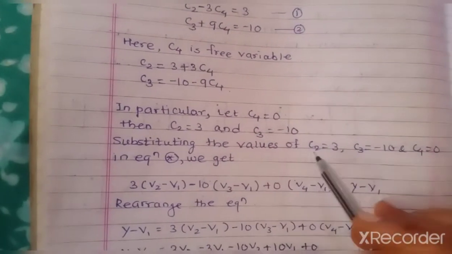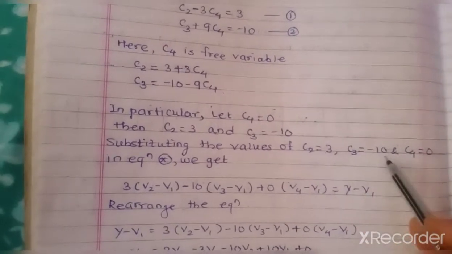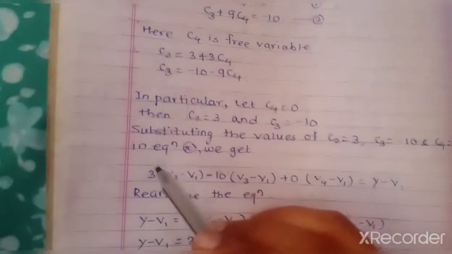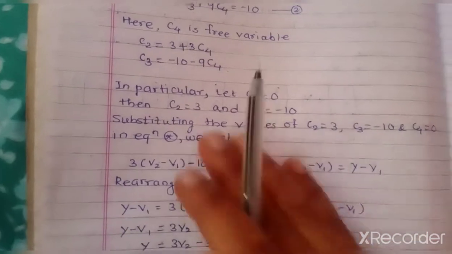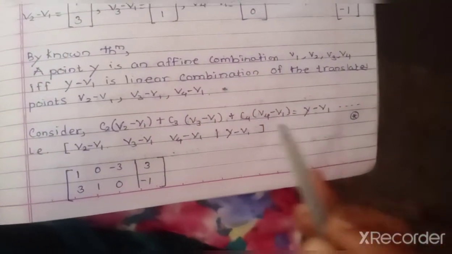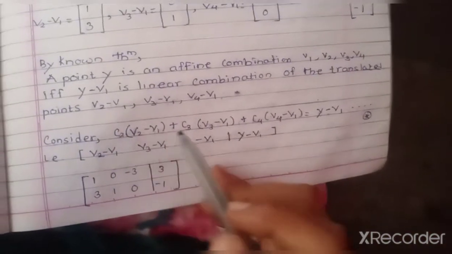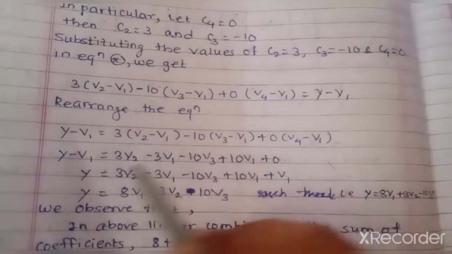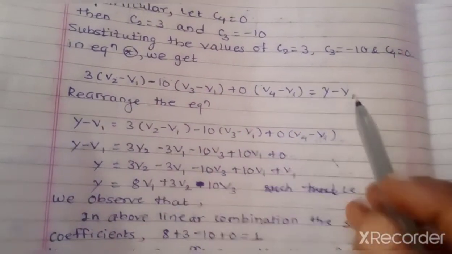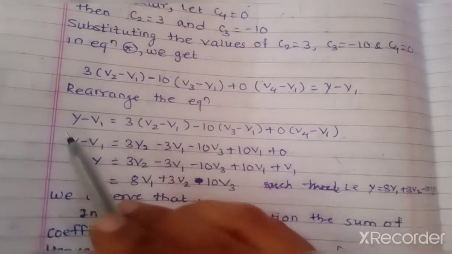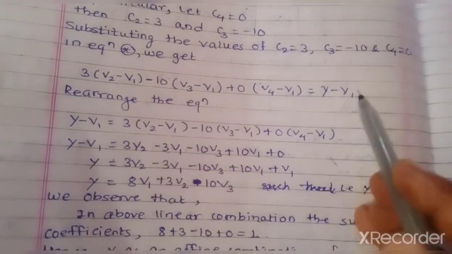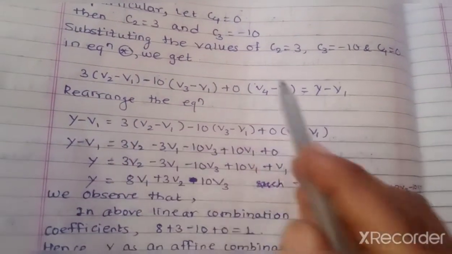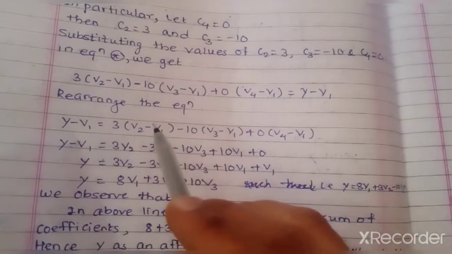Substituting these values, C2 equal to 3, C3 equal to minus 10 and C4 equal to 0, in our equation star, we get: see here, this is our equation star. In this equation star we put the values of C2, C3 and C4, and we get this equation. We simplify it, first of all rearranging the terms, so this term we write on the left hand side and all these terms on the right hand side.